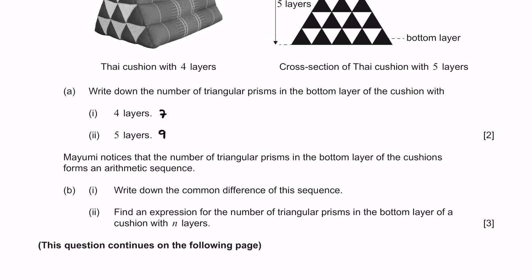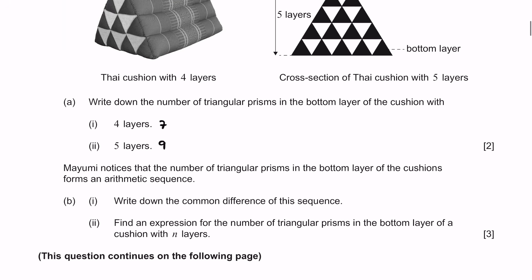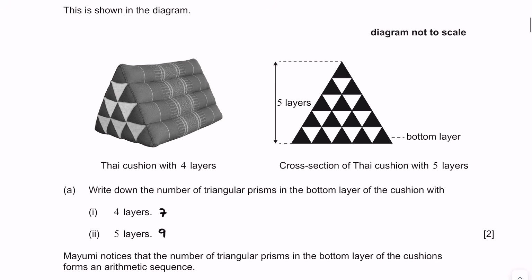Mayumi notices that the number of triangular prisms in the bottom layer of the cushions forms an arithmetic sequence. Part 1 of B asks us to write down the common difference of this sequence. So the common difference for an arithmetic sequence is the value that we need to add or subtract to move from one term to the next. So in this case, the term number refers to the layers. So term 1, 2, 3, 4 is layer 1, 2, 3, 4. And the value of the term is just the number of triangular prisms.